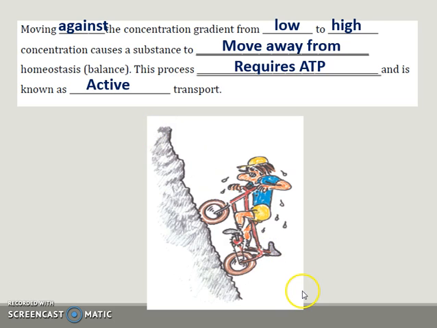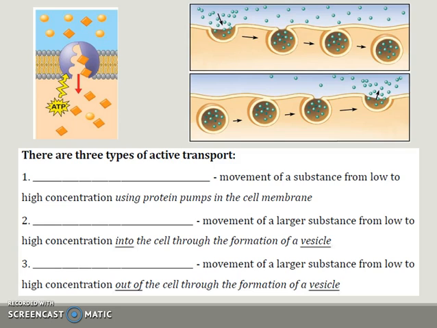On a bicycle, it's not going to be easy. That person's going to have to pedal hard to go up, and they're going to have to use a lot of energy. So think about going from the low point to the high point. You need energy. Similar here, when you go from low concentration to high concentration, you're going to require energy because the molecules or whatever it is doesn't want to naturally go in that direction, so you have to force it using energy. There's three types of active transport.